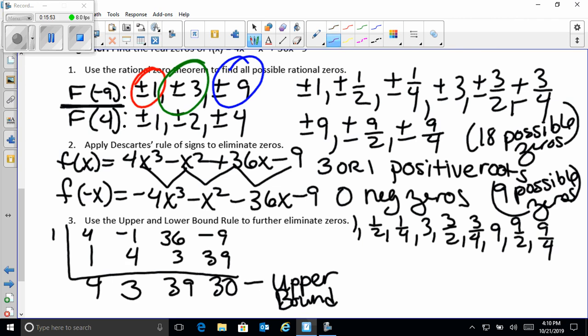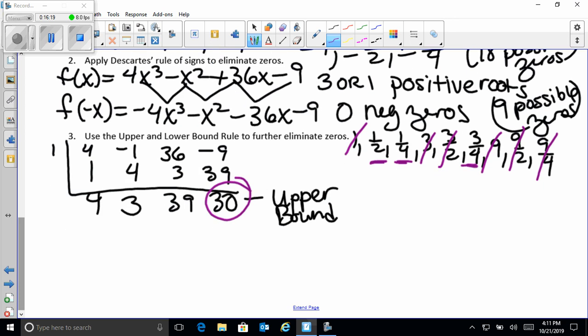So what can I eliminate? Things greater than 1: 3, 3 halves, 9, 9 halves, 9 fourths. Also eliminate 1, because it's non-zero. So now I only have 3 possibilities: 1/2, 1/4, and 3/4. Now I could check any of those and see if it's an upper bound, but here's the issue. If 3/4 is not a 0 and it's an upper bound, then I'm going to have to check 1/2, and so on. So I'm going to go with the smallest one. I'm going to check 1/4, see how that turns out.